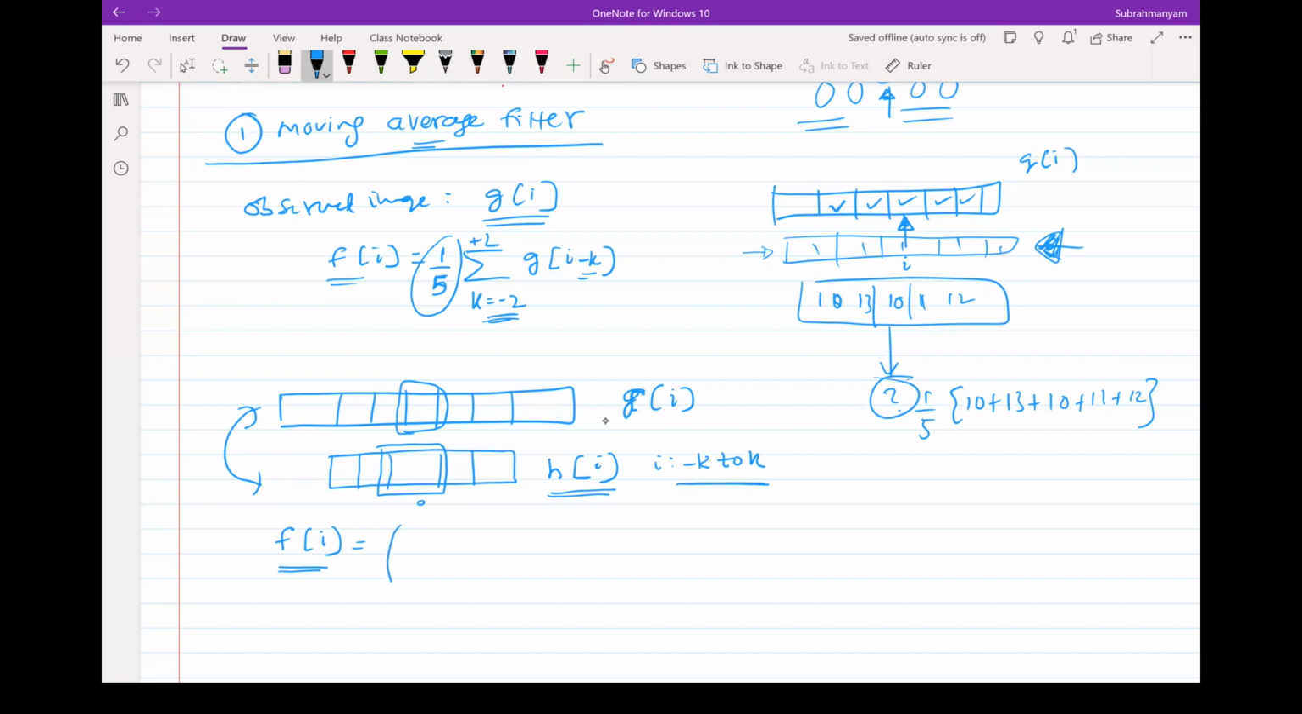What is my normalization factor? Let's go step by step. What is my normalization factor here? 1 by 5. 1 by 2k. Yeah, 1 by 5, but keep it general. I am saying it varies from minus k to plus k. Later, I want to look at 3 neighbors, let's say, then k will be 3. 1 by? By 2k plus 1.